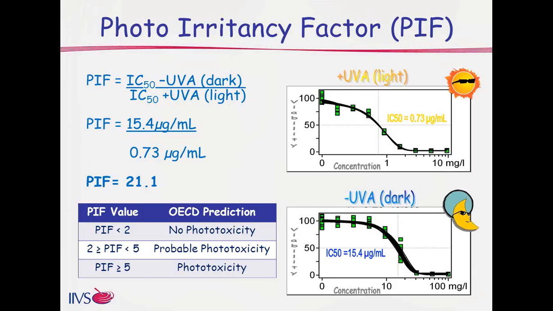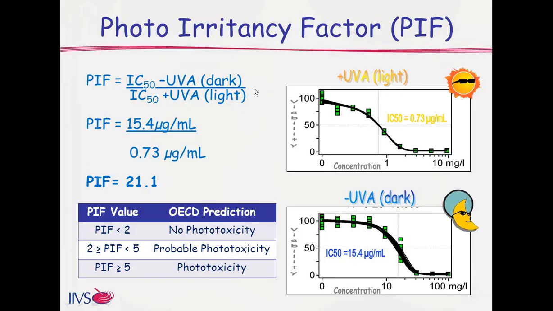Digging in a little bit deeper with the PIF, here's some examples of exactly how this is going to be calculated. So we have our graphics here on the right, which would represent 2 different plates or 2 different response curves in the presence and absence of light. We have our concentration as well as our viability. And then the dose response curves, each box here represents one of the 6 replicate wells. So our IC50 of our light plate is 0.73 micrograms per mil. And then our dark plate is 15.4 micrograms per mil.